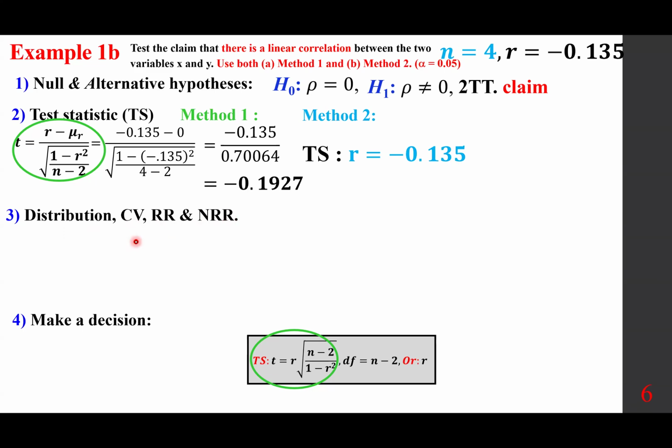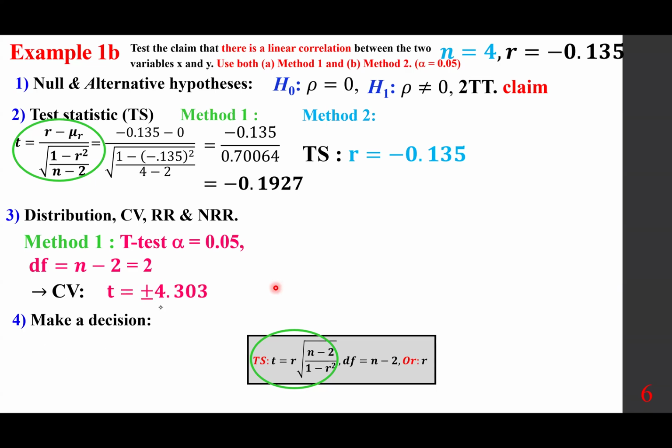Critical value comes from the t-test, with choice of alpha, which is 0.05. Degrees of freedom is n minus 2 here because we have two sets of data. N minus 2 is 2. Now if you look up the table, you come up with the answer. I'm going to remind you how we arrive at it from the table on the next page. So we get plus minus 4.303. That's as far as the first method, which is the t-test.